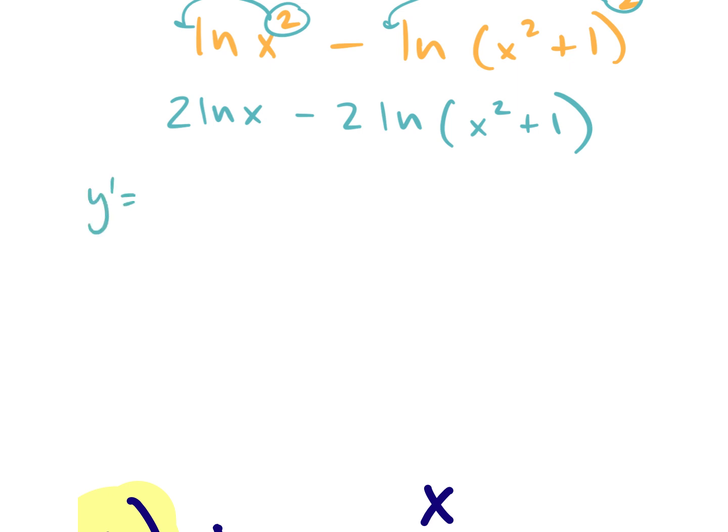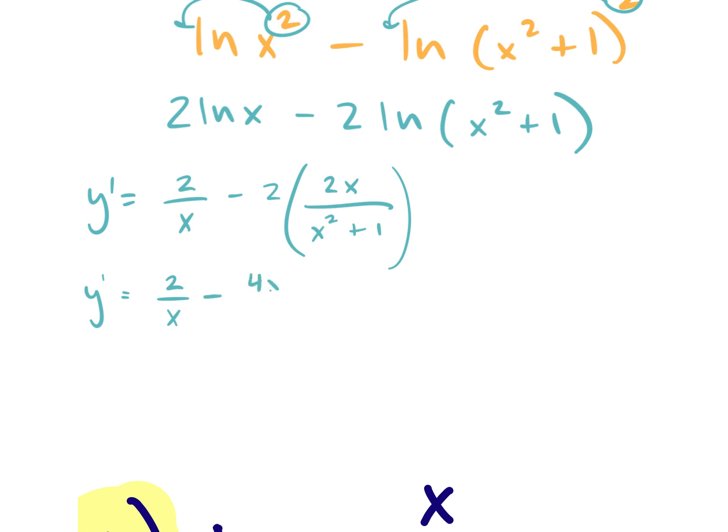What's the derivative of 2 ln of x? Ln of x would be 1 over x, but then when we multiply it by 2, we get 2 over x. Minus, here we have 2 times, what we're taking the ln of is going to go on the bottom, so x squared plus 1. And then up top, we have the derivative of x squared plus 1, which would be 2x. We can do a little bit more simplifying. We've got 2 over x minus 4x over x squared plus 1.